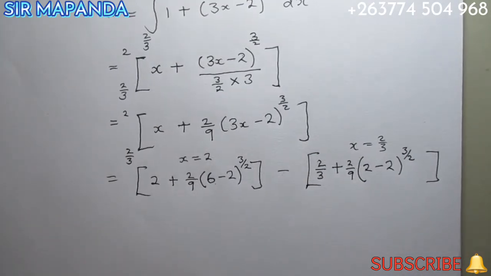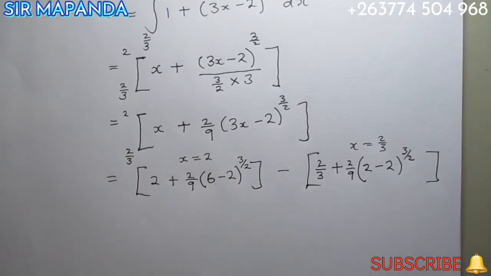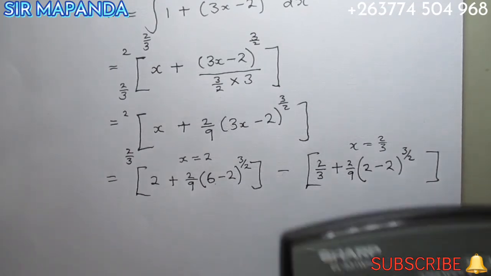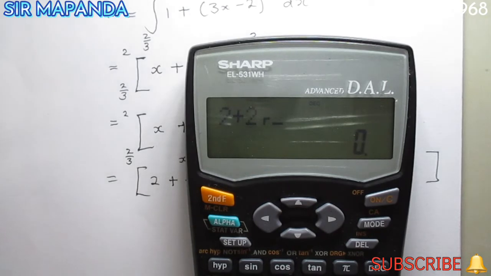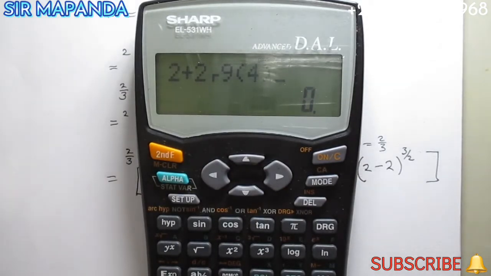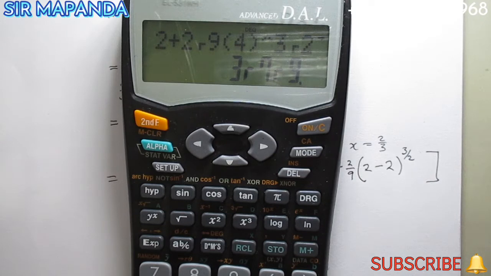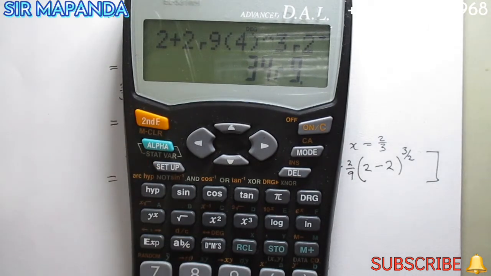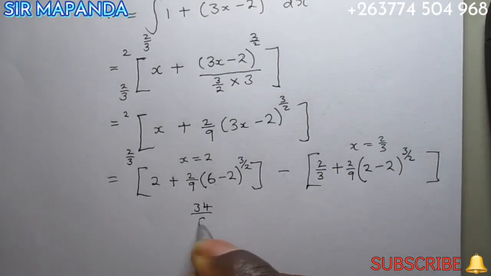Right. Then after that, I need to simplify this using my calculator. Right. You have 2, right? Plus 2, remainder 9. Then 6 minus 2, you get 4. So you punch 4, close bracket, right, to the power 3, remainder 2. It gives you 3 and 7 over 9, which is good as 34 over 9. So this entire bracket is 34 over 9.